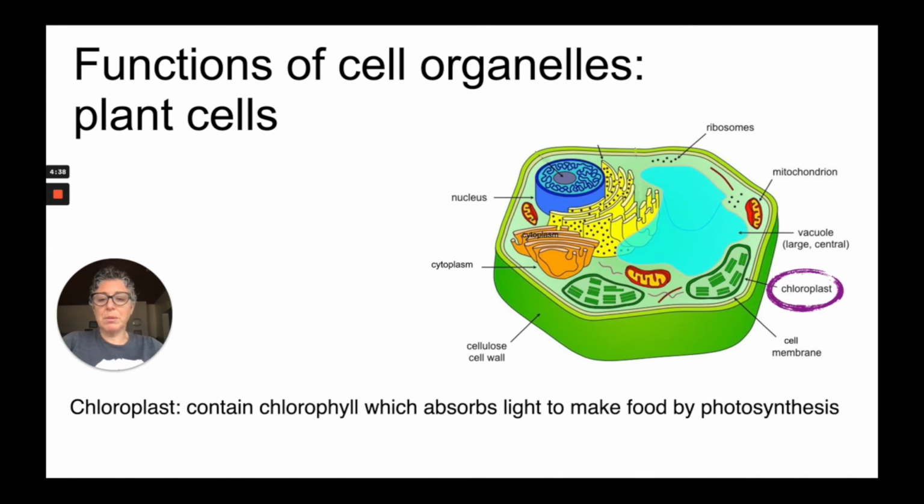We have the chloroplasts. Chloroplasts contain pigments which are called chlorophyll, and the chloroplast's job is to absorb light, which is then going to be able to make food through the process of photosynthesis. And all of this we will talk about in more detail later in the syllabus.